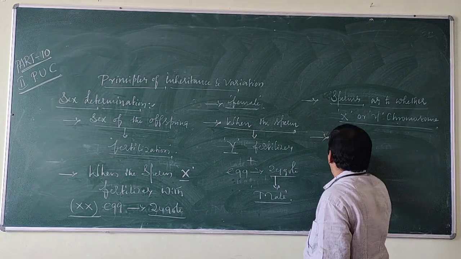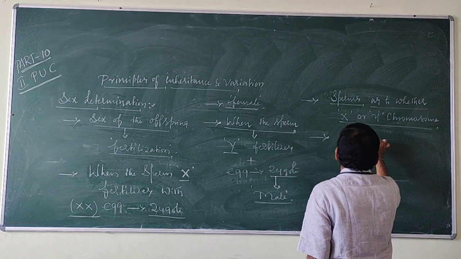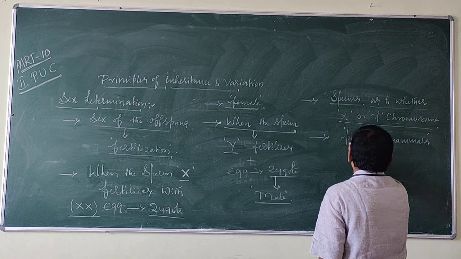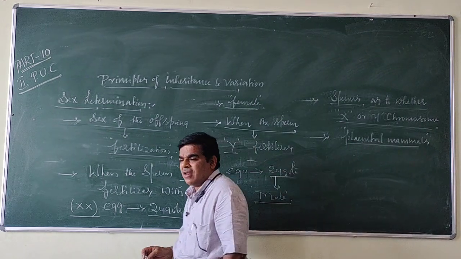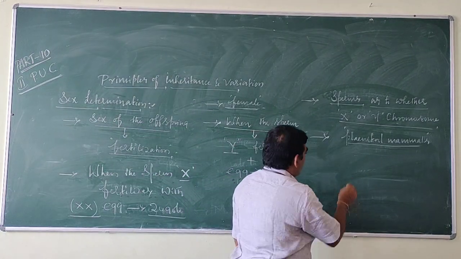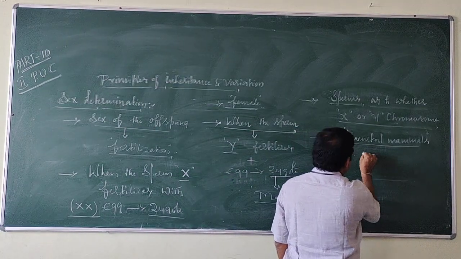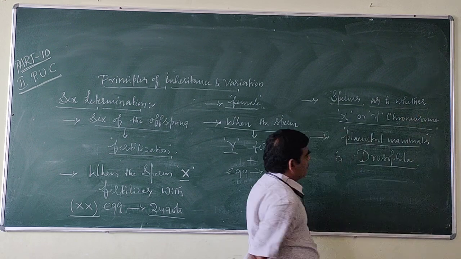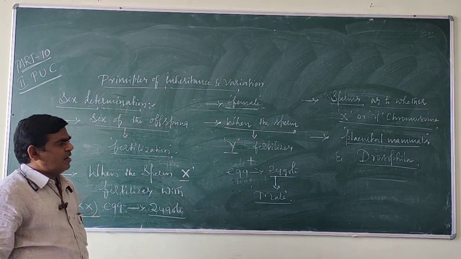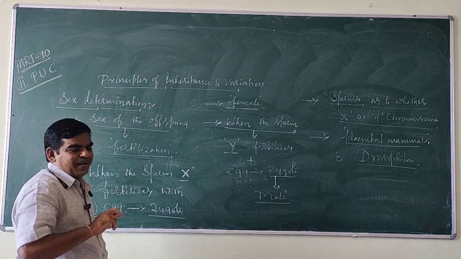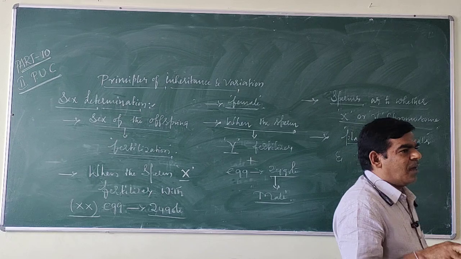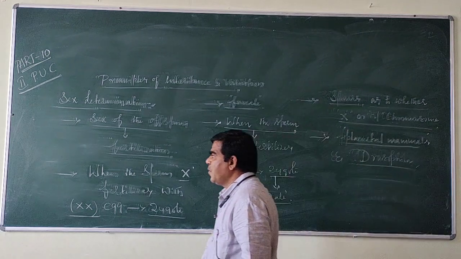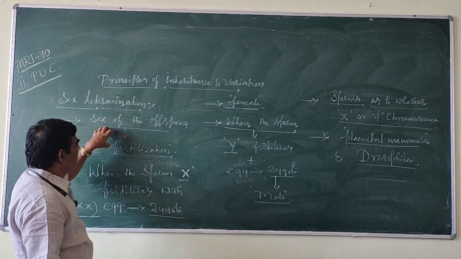So this type of sex determination is found in all placental mammals and also most of the insects, including Drosophila. So XX and XY type of sex determination is found in all placental mammals and also most of the insects, including Drosophila. This is the sex determination in man.